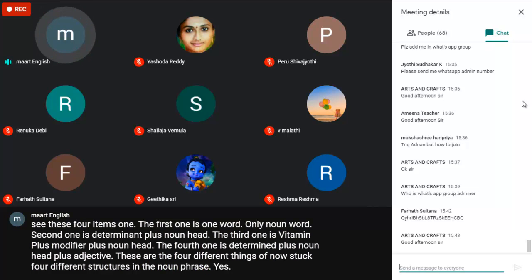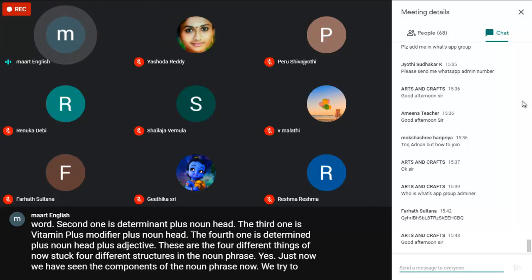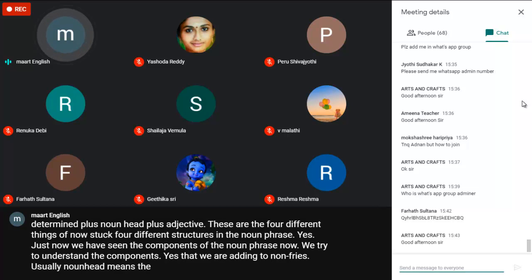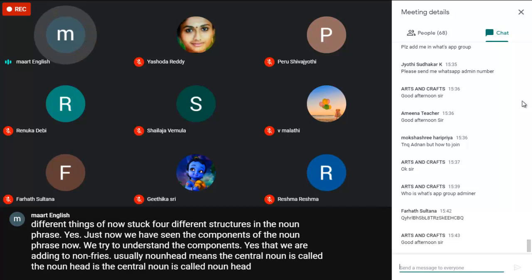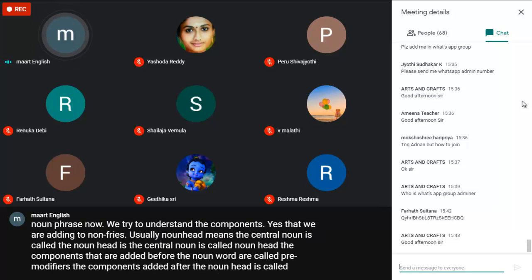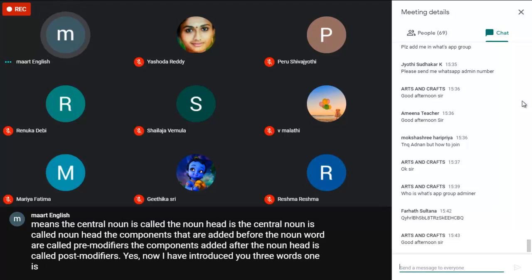Just now we have seen the components of the noun phrase. Now we try to understand the components that we are adding to noun phrase. Usually noun head means the central noun is called the noun head. The components that are added before the noun word are called pre-modifiers. The components added after the noun head are called post modifiers. Now I have introduced you three words: noun head, pre-modifier, and post modifier.